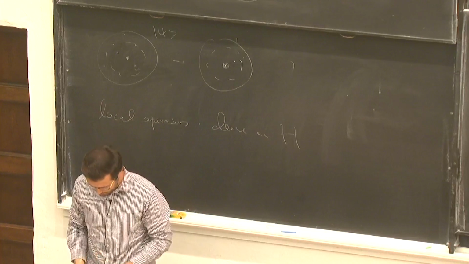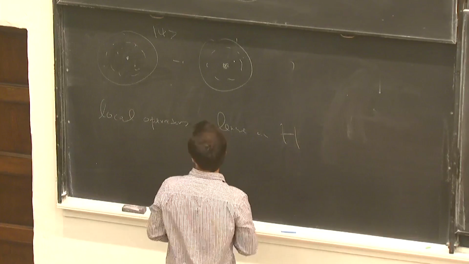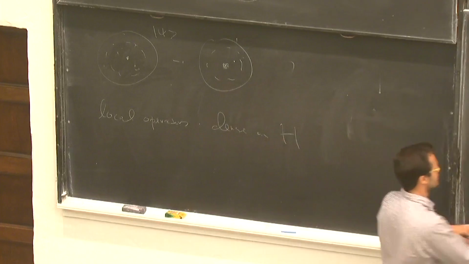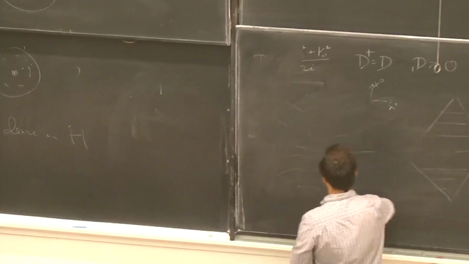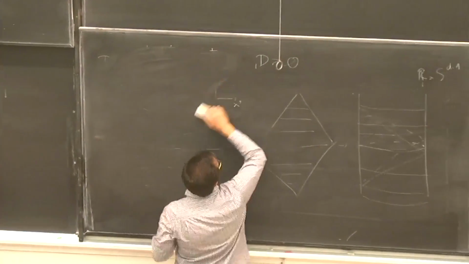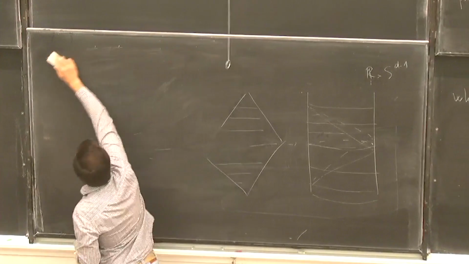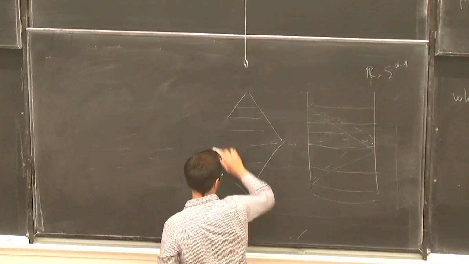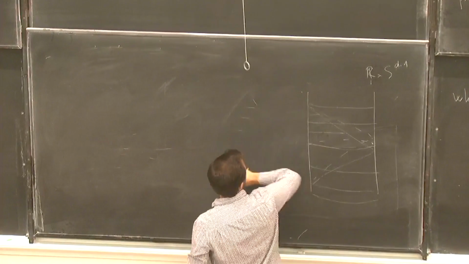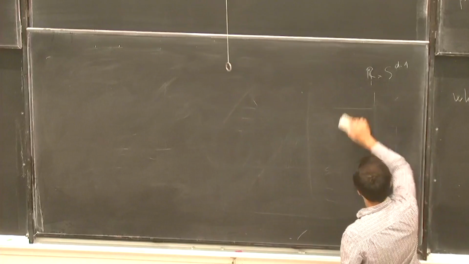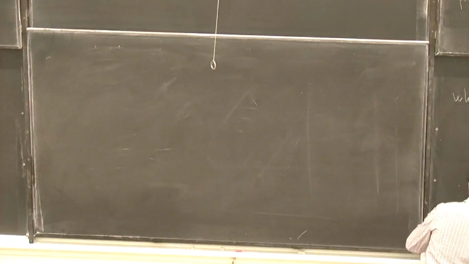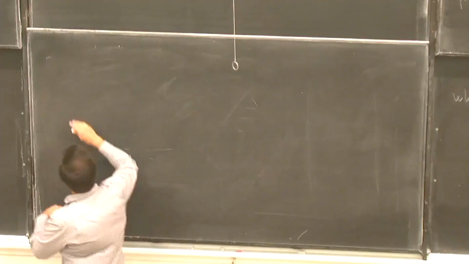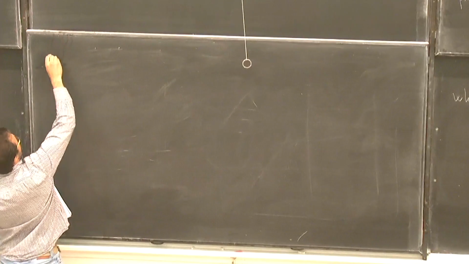Okay. So now I finally can talk about the basic observables that the Bootstrap uses. And the basic observables are Euclidean correlation functions.